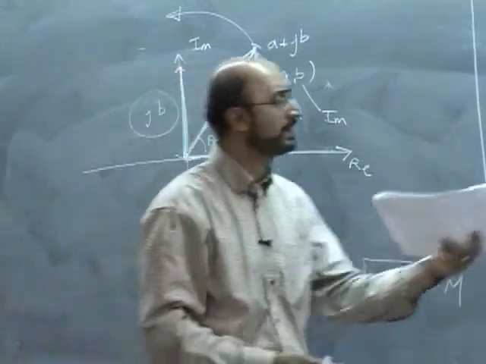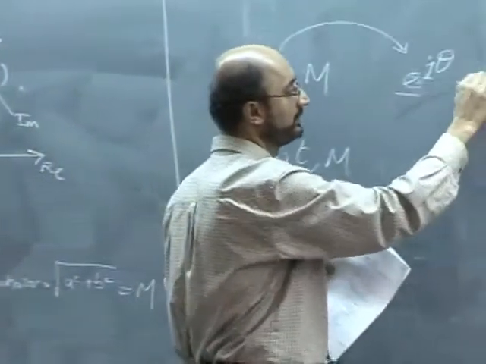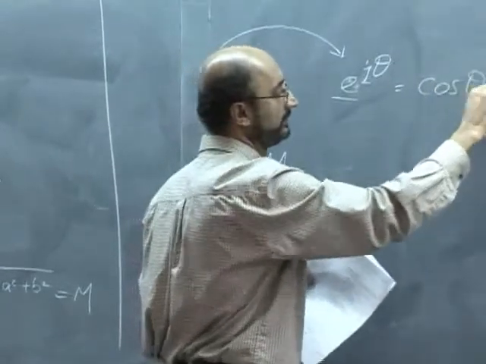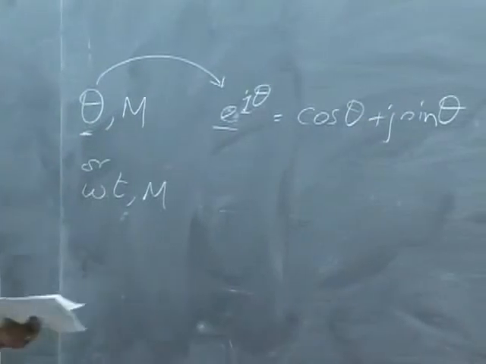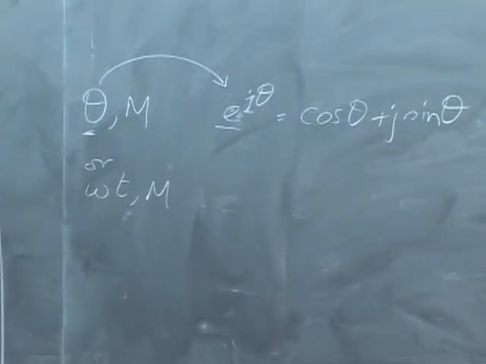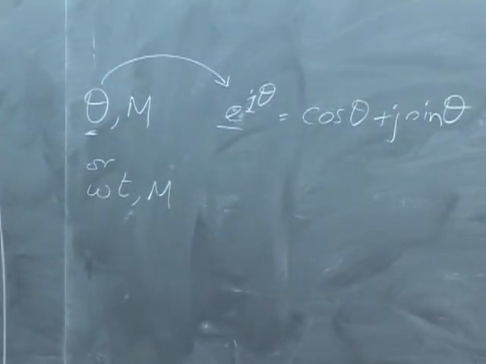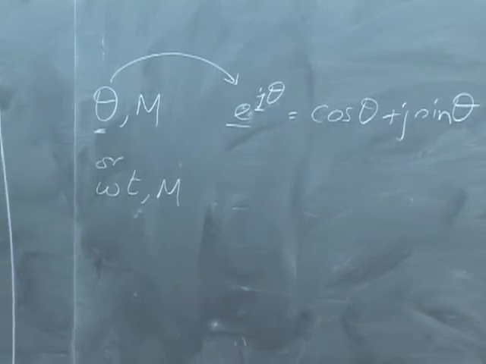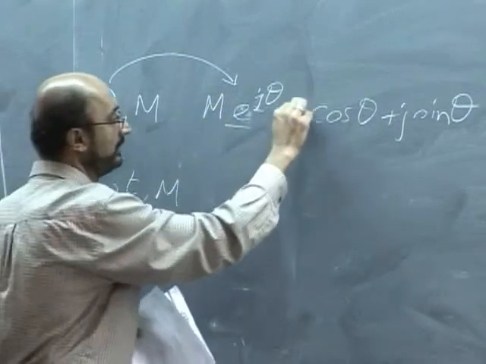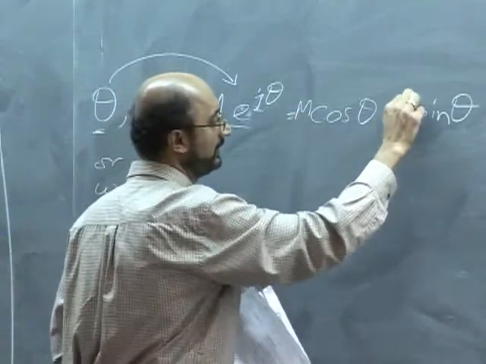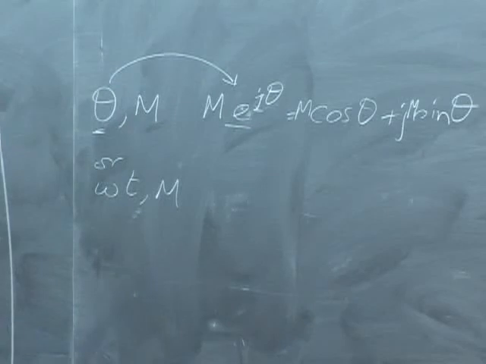Because of Euler's formula, I can do that, because e to the j theta is going to be given by cos theta plus j sin theta. So we're kind of getting the cos theta and sin theta, quote unquote, for free. So if I say m e to the j theta, then it's going to be m cos theta plus j m sin theta. So then I'm getting everything.